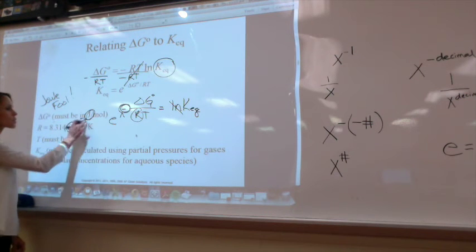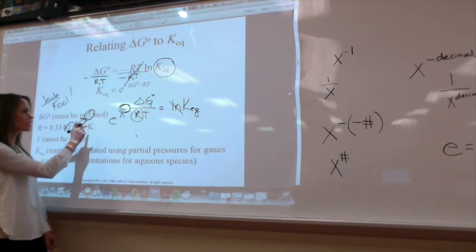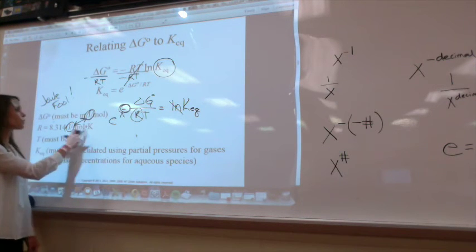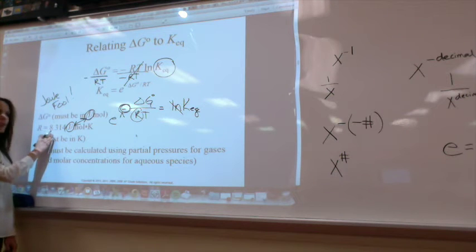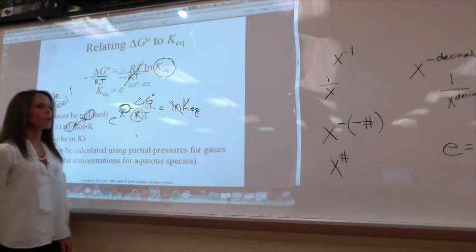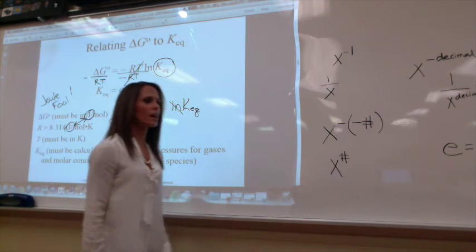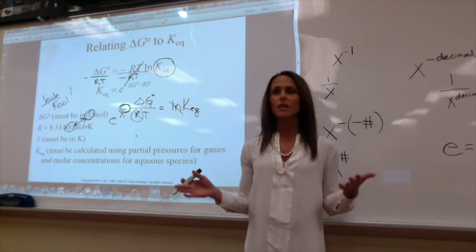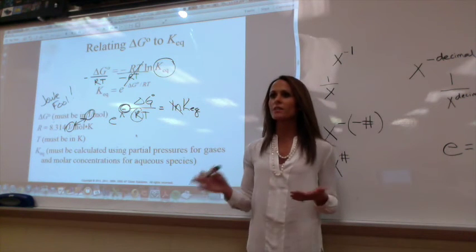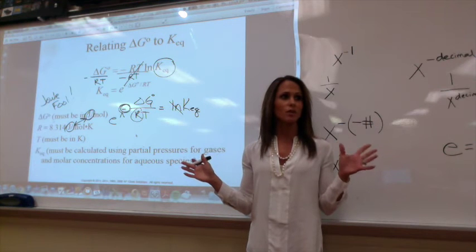Make sure your joules match and that the temperature is in Kelvin, because you have Kelvin in your R value. Use R equals 8.314, because that's the R value. What you're going to examine now is how to solve this without a calculator. They do say you have to be able to estimate your K values based on your delta G's, and it's not hard to do. So pay attention to what I'm going to explain now.